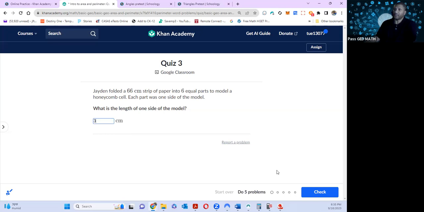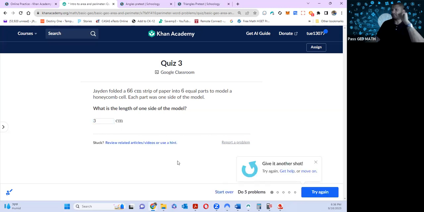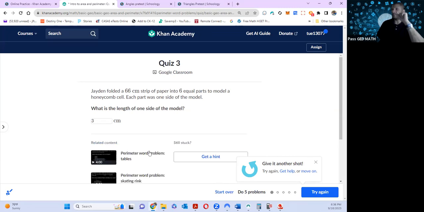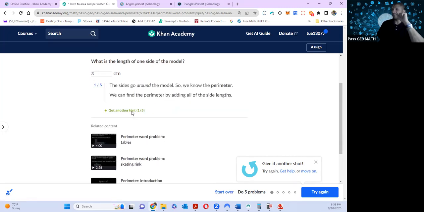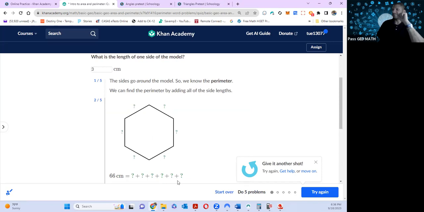So I don't really like this problem at all. This has nothing to do with a circle, but my point is, watch this. I could check it. That's wrong. I could use a hint. Get a hint. Get another hint. So what happened was the honeycomb is a six-sided shape. It's what's called a hexagon. So all those sides are going to be equal. So all you're doing is 66 divided by 6.